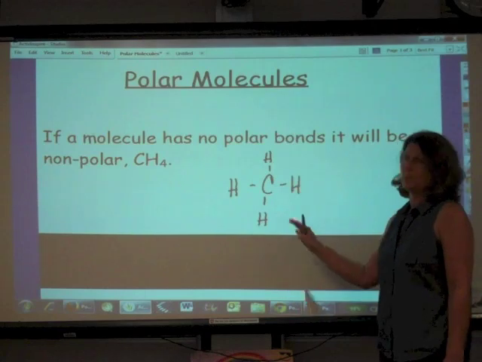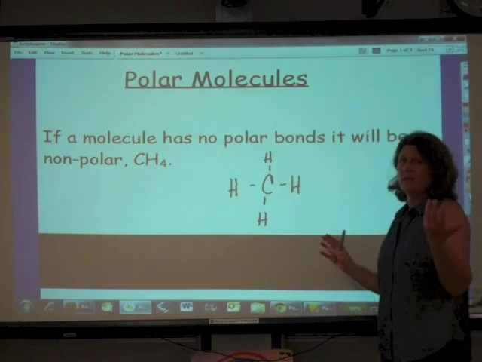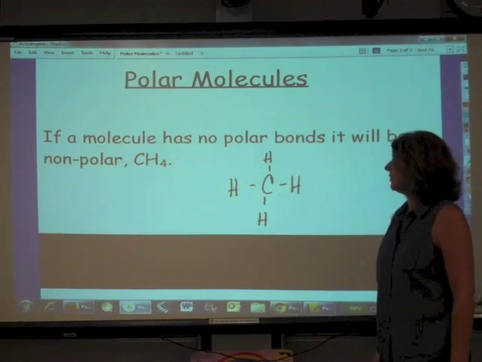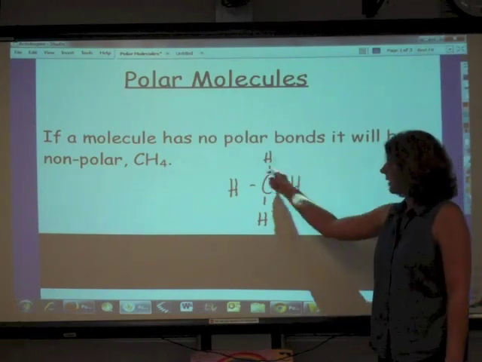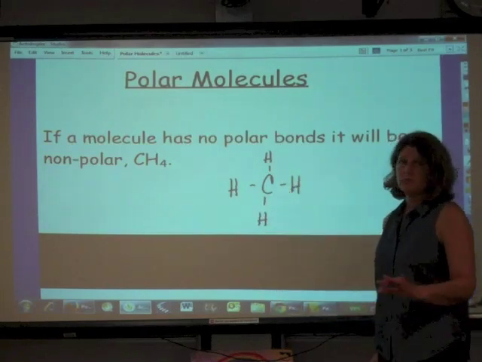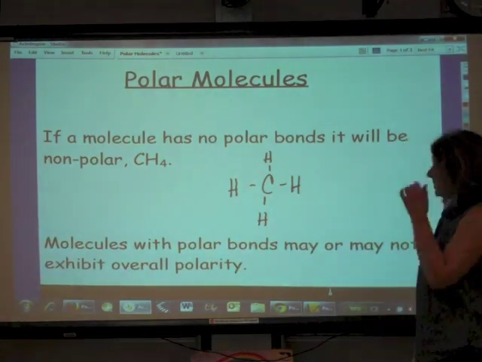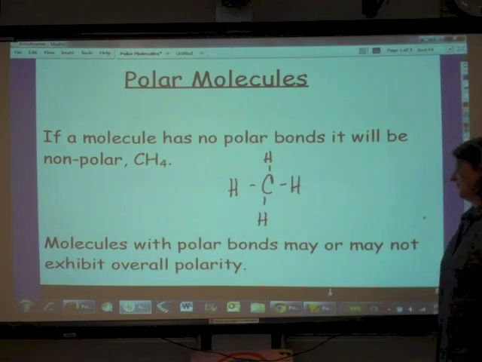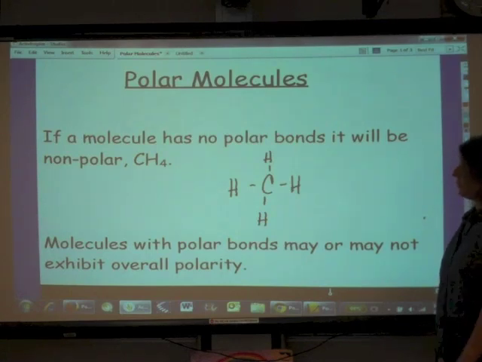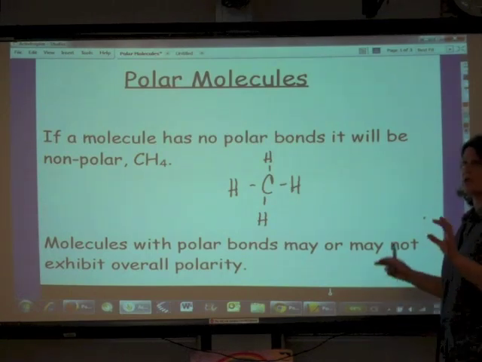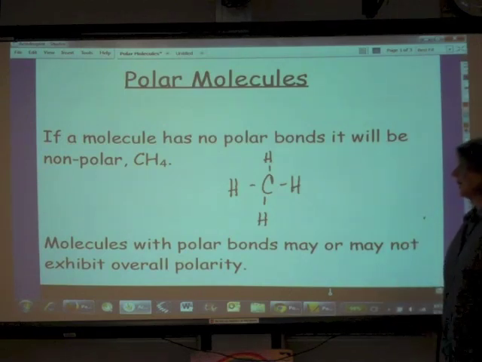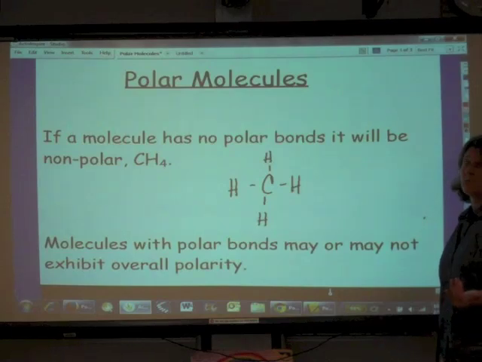And so if none of the bonds are polar, then that means that we don't have any electropositive or electronegative regions to this molecule. So the whole thing is going to be nonpolar in this case. Okay, no polar bonds, then the thing is not going to be polar. Molecules that do have polar bonds may or may not exhibit overall polarity. It depends. If the difference in electronegativity between two bonded atoms is greater than 0.5, that molecule might be an overall polar molecule, or it might not.